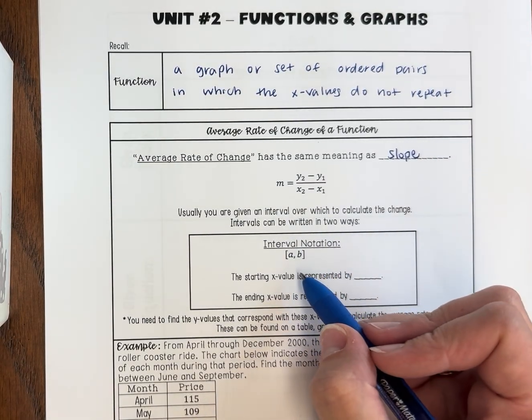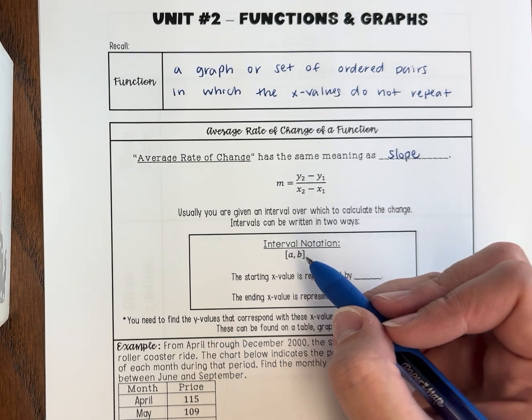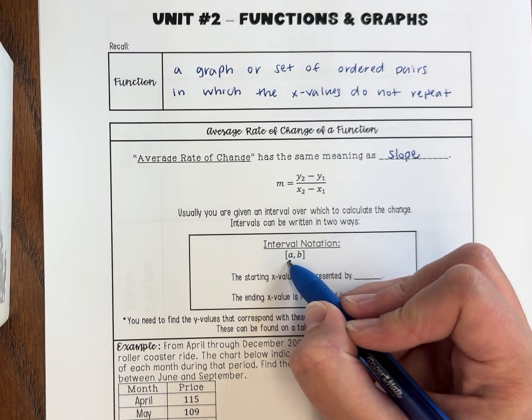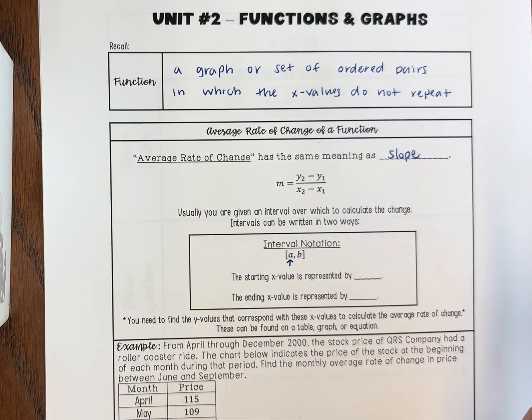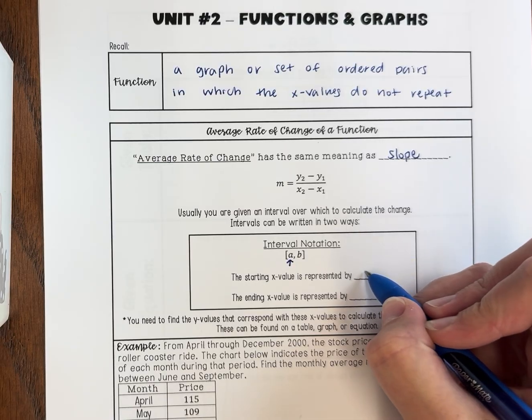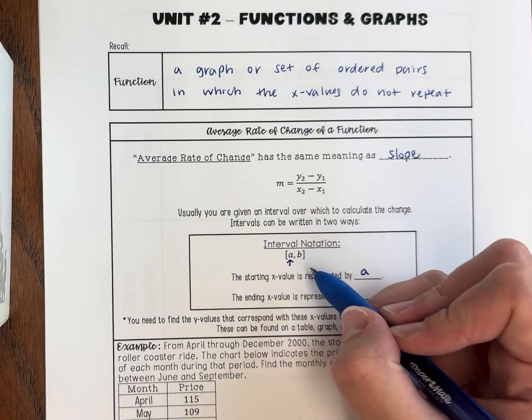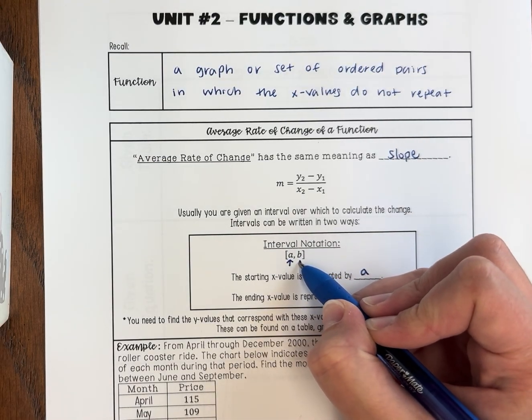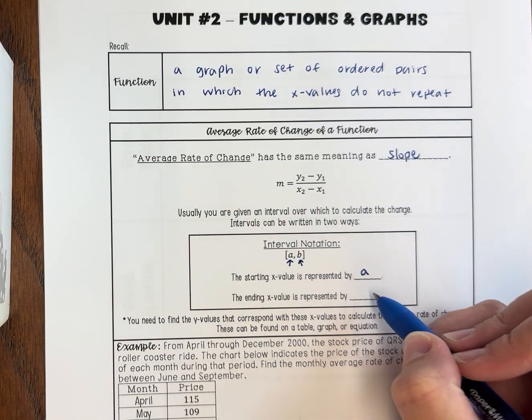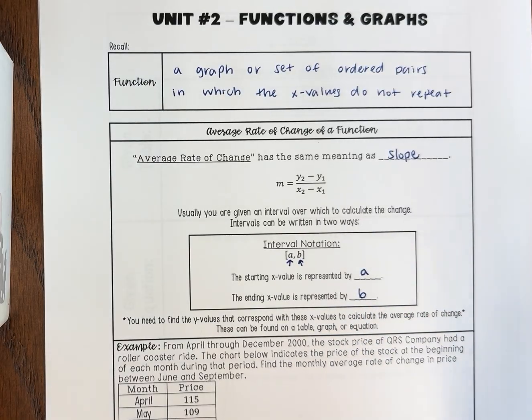So if you see interval notation like this, the starting x value that you're going to talk about is going to be the first one. This is indicated by the letter A. It's going to be a number for you if interval notation is used. And the ending x value is going to be indicated by whatever number goes here. In this case, this is the letter B.